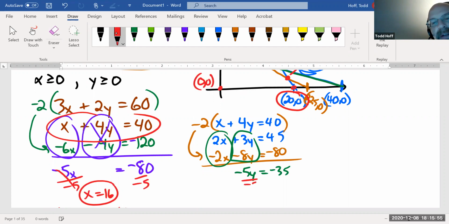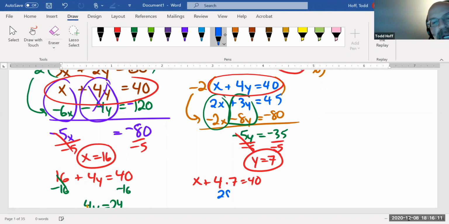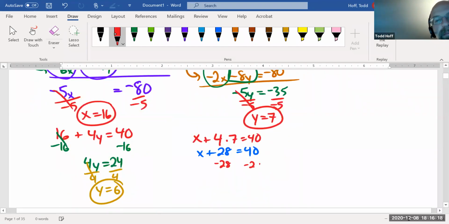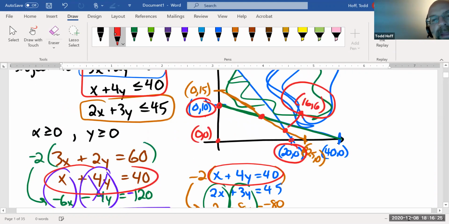So divide by negative 5 to get y equals 7. We have to plug that back into one of these equations to find x. I'll use this one. So x plus 4y becomes 4 times 7 equals 40. Well, 4y is 28. So x plus 28 equals 40. We'll subtract the 28. x equals 12. So that point is at 12, 7. So this here is 12, 7.